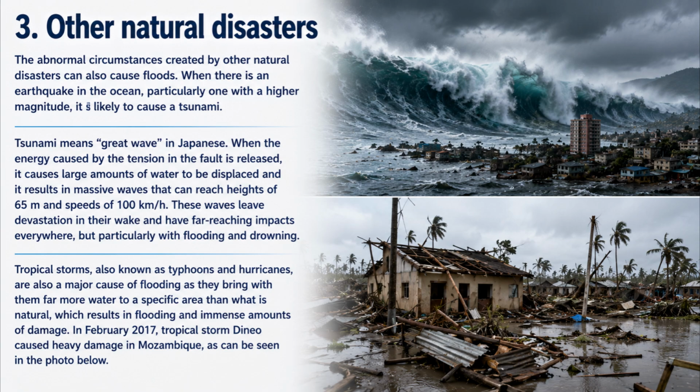Tropical storms, also known as typhoons and hurricanes, are also a major cause of flooding, as they bring with them far more water to a specific area than what is natural, which results in flooding and immense amounts of damage. In February 2017, Tropical Storm Dineo caused heavy damage in Mozambique, as can be seen in the photo below.